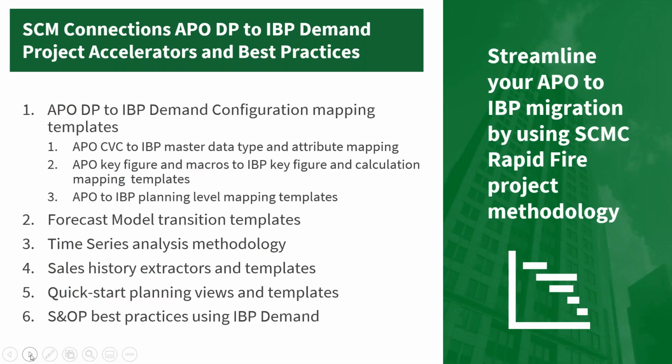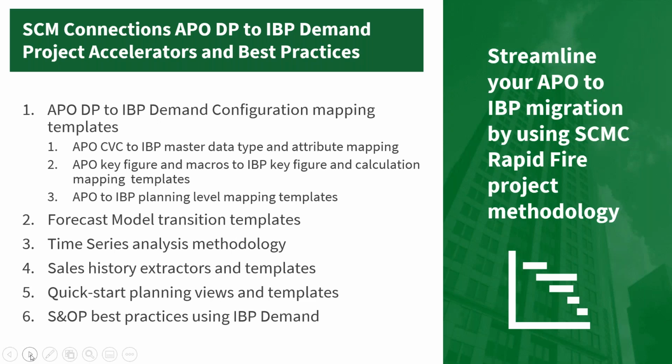And then finally, one of the things that we've done within our projects is build out accelerators and best practices. These are some of the things that we have done, and we can help streamline your APO migration by using what we call our rapid fire project methodology. Essentially, we've taken a lot of the things from the previous slides and documented them in a way to make sure we're asking the right questions, and that you're leaning on our learnings over the past 5 or 6 years to get a better implementation on the front end.